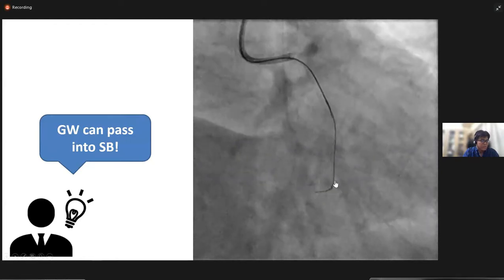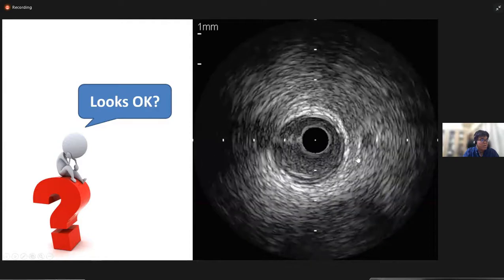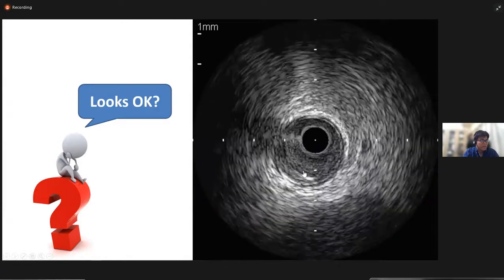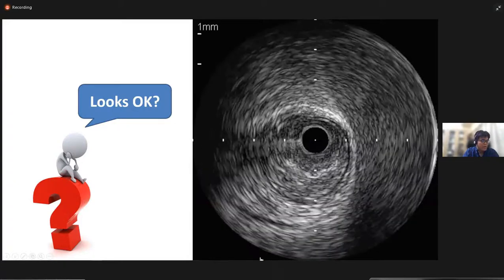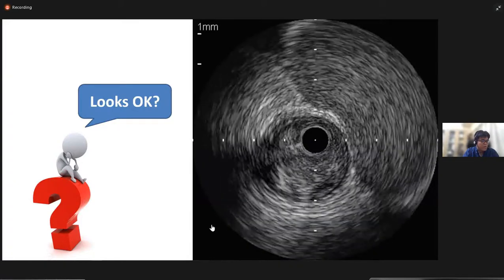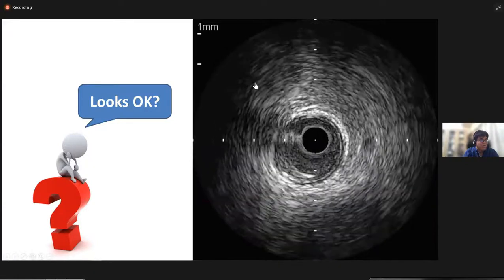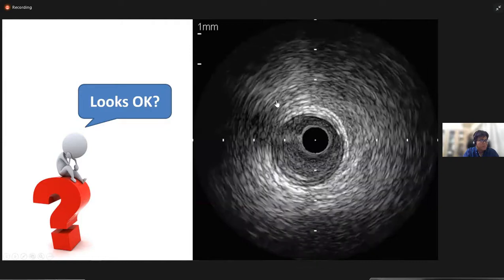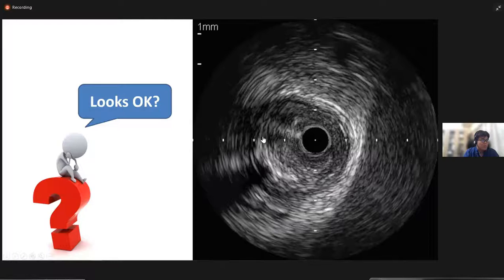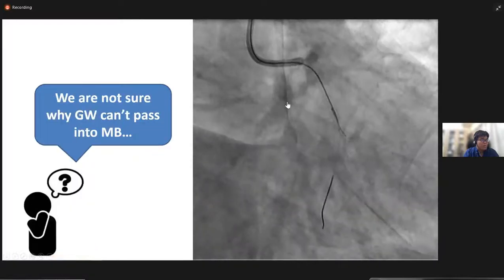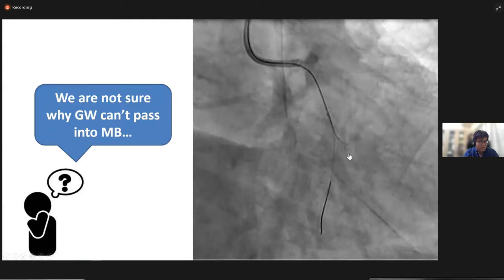So this is the IVUS, after crossing the guidewire into the side branch. Actually, we can get a distal lumen, and it looks okay. Once again, the main branch is coming from the 10 o'clock. This is the main branch. However, the guidewire cannot pass into the main branch.